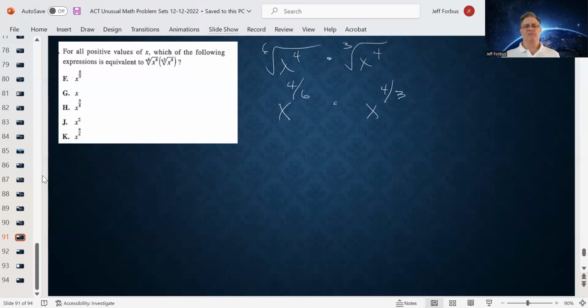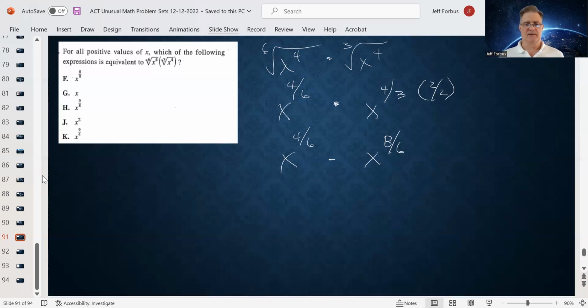Okay, now, when you're multiplying two exponentials together, you have to add the exponents. So we need to get common denominators. So we're going to leave this as 4/6, and we're going to change 4/3. We want to make the denominator a 6. So we're going to have to multiply 4/3 by 2/2 and change this to 8/6. So I'll put it up here. We're going to multiply by 2/2. And that's how we got 8/6.